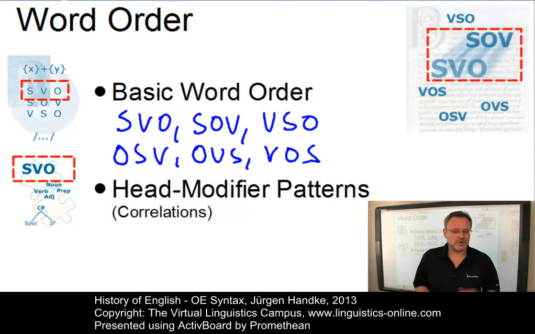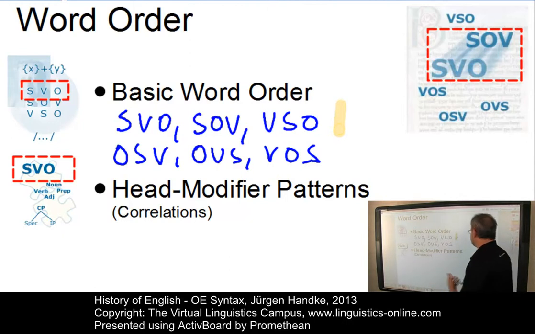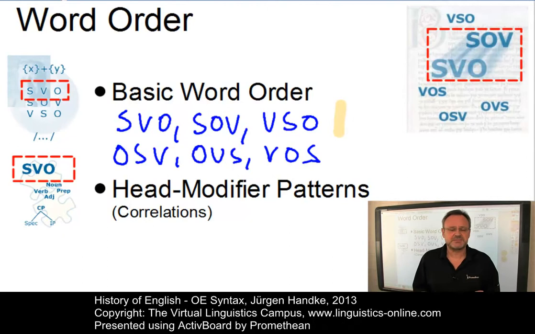Now all of these orders occurred in Old English at least occasionally. Yet, despite the high degree of freedom of word order, the subject tended to be placed before the verb. The following 3 word orders were favored in Old English. These 3 here: SVO, SOV and VSO. So let's look at some examples to illustrate these main word orders of Old English.